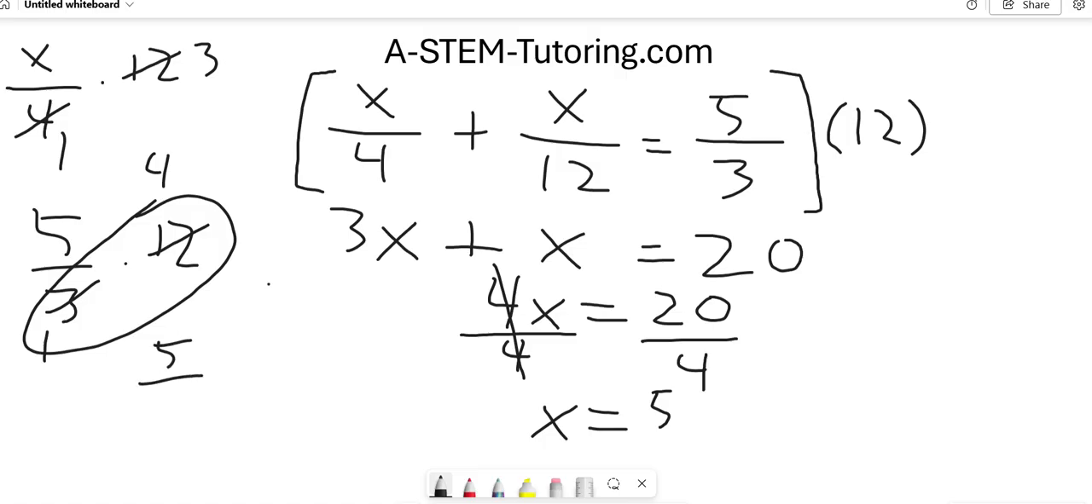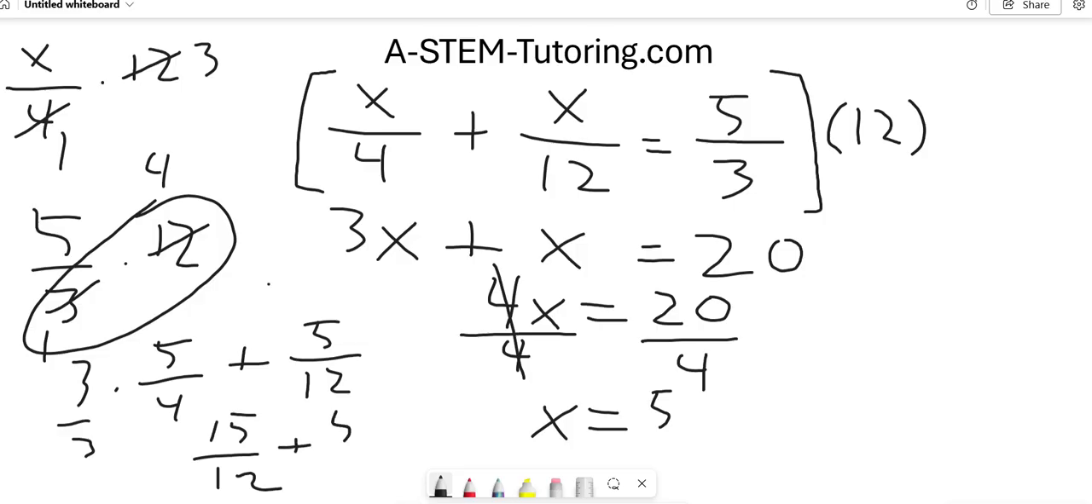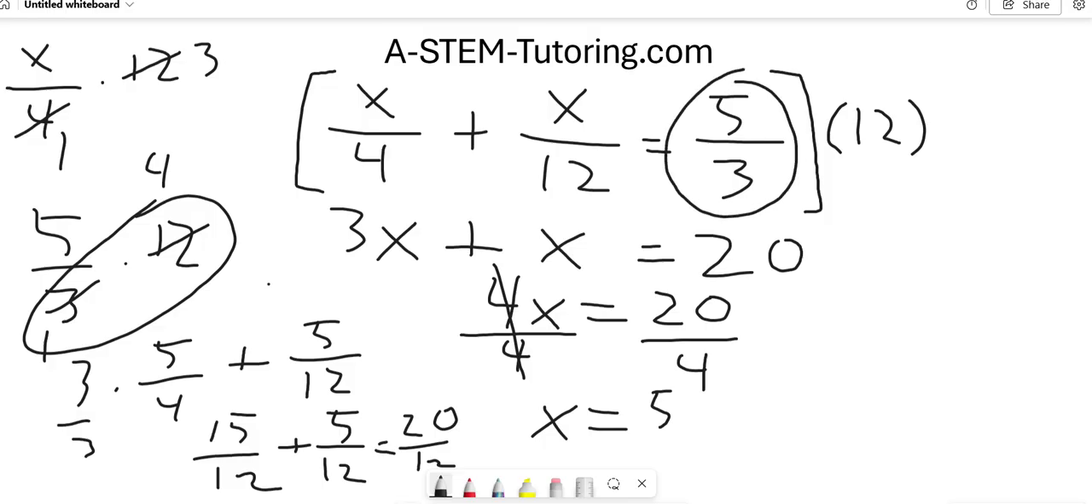5 over 4 plus 5 over 12. We need to convert these to a common denominator. We can use 12, which means we multiply the 5 over 4 times 3 over 3, and we get 15 over 12 plus 5 over 12 equals 20 over 12. And that does in fact reduce to 5/3. So we know the solution x equals 5 is correct.